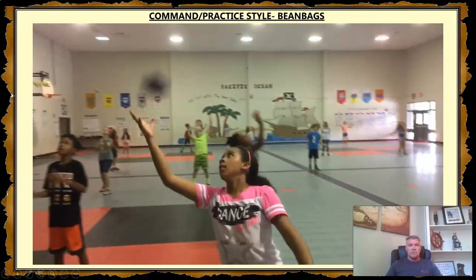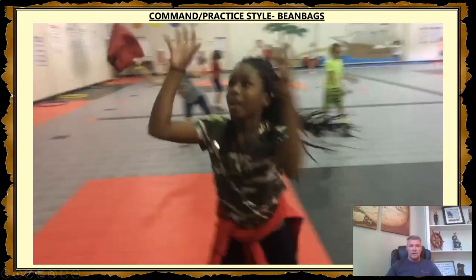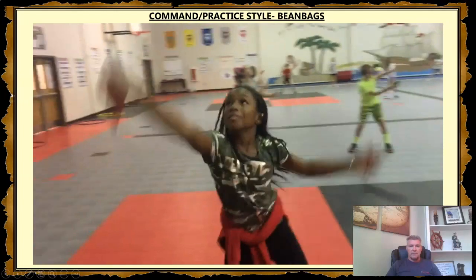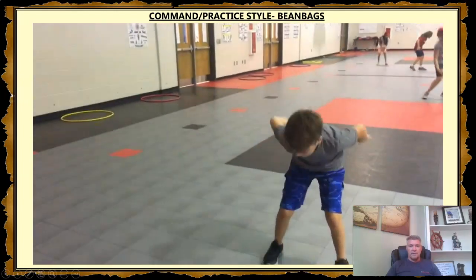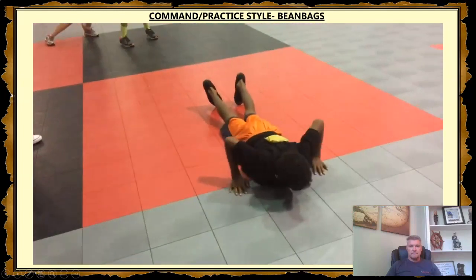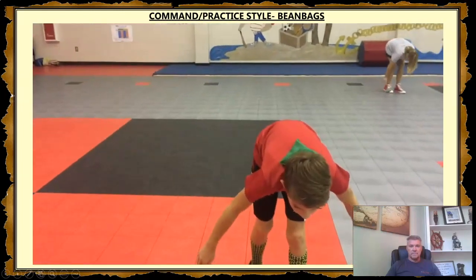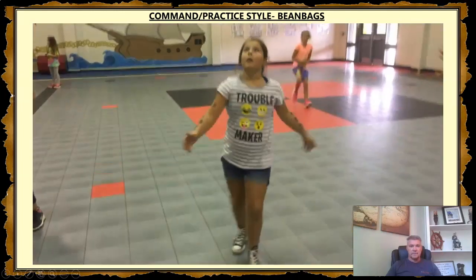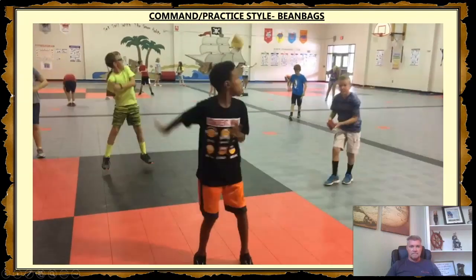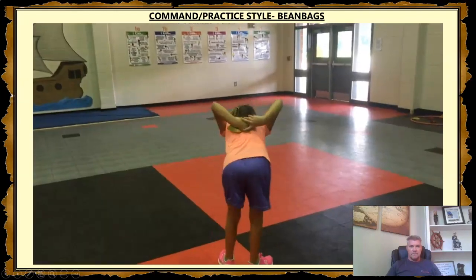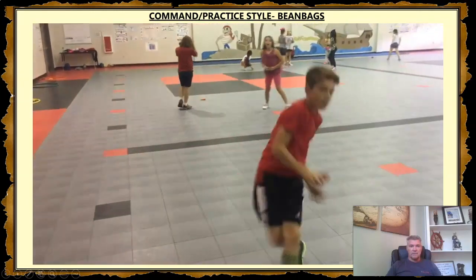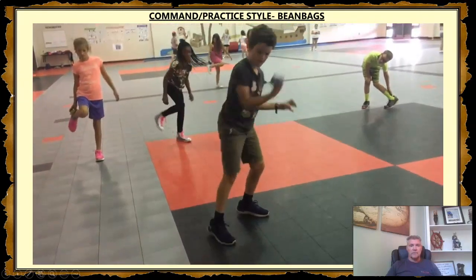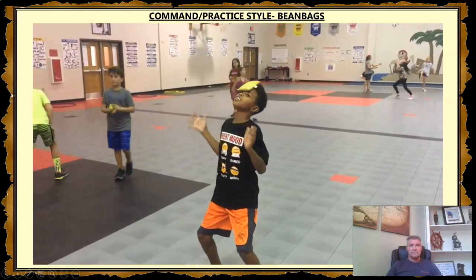Here's an example of some command or practice style where I'm up front, or I use a student to demonstrate and the students follow. This is with beanbags, some toss and catches, and some balances. We progressively get a little harder, and I always tell students if they have difficulty to just stay on one of the earlier skills.